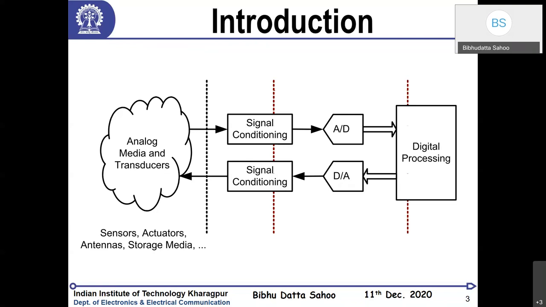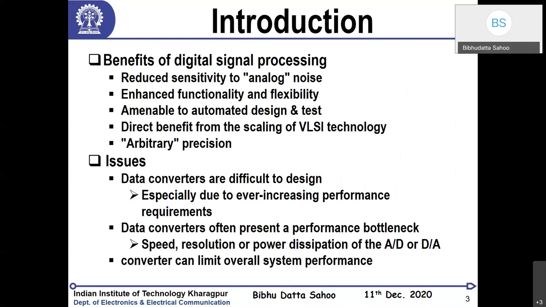Now why do we do this? Why do we have these data converters, the ADCs and DACs for that matter? Because the processing can be efficiently done in a digital domain, because it is less sensitive to analog noise, you can add a lot of functionality and flexibility. And also the digital blocks are easier to test and design.